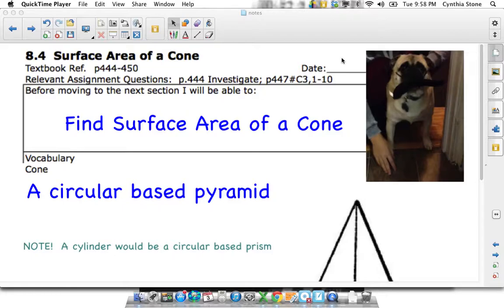Charlie here has got his Movember mustache on. He actually really didn't like that very much.